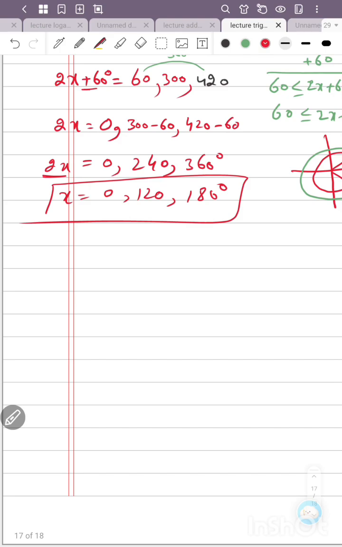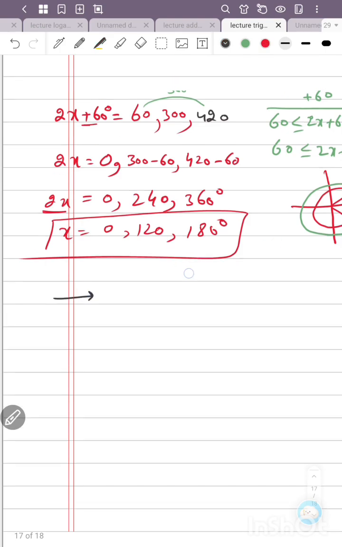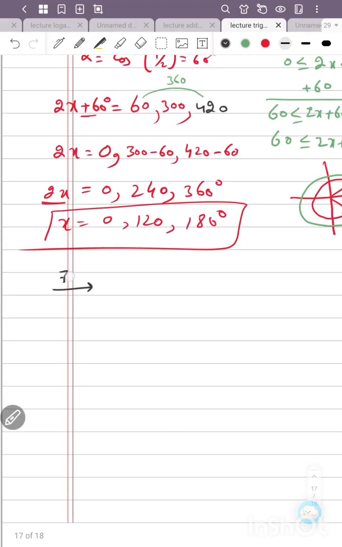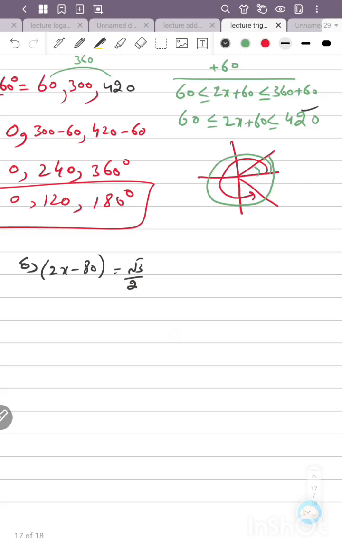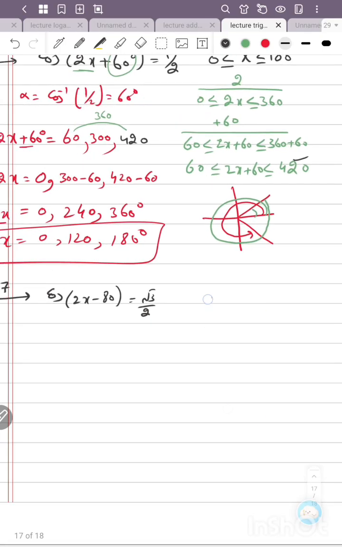Here is the next question. The last question was 6, so this question will be 7. Cos(2x minus 80) equals square root 3 by 2, and its limit is 0 less than x less than 180. Now how do we deal with this one? Because here it is 2x minus 80, there should also be 2x minus 80 in the interval. For this purpose we first have to multiply by 2.